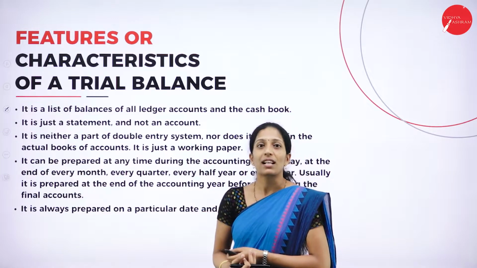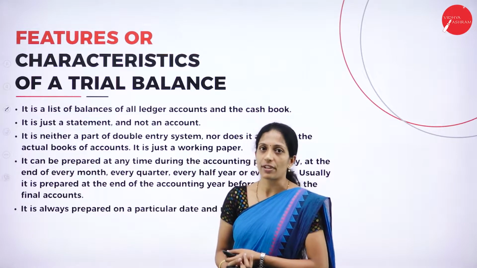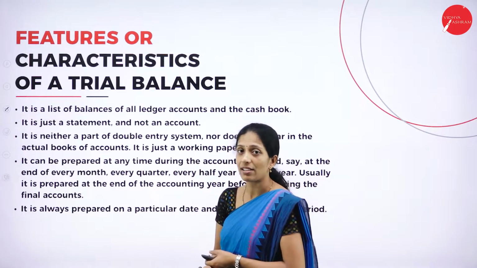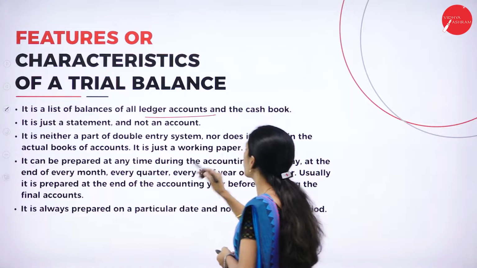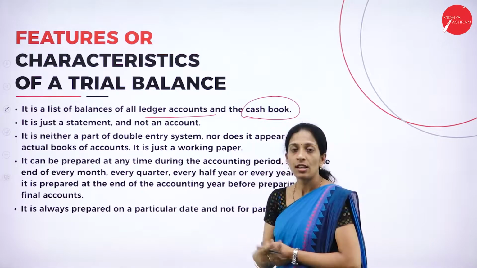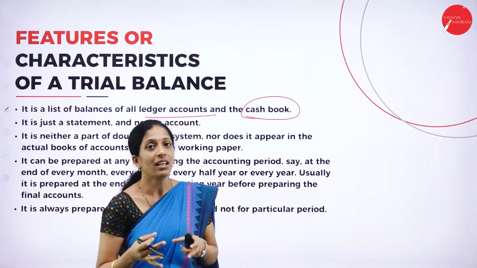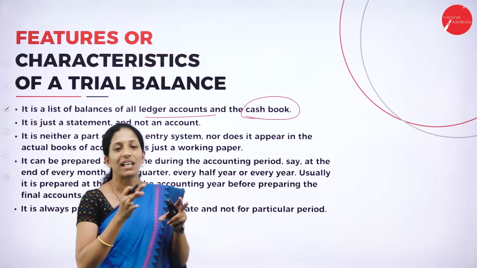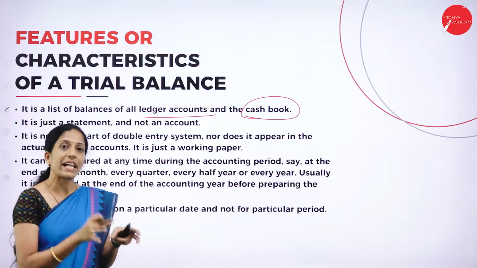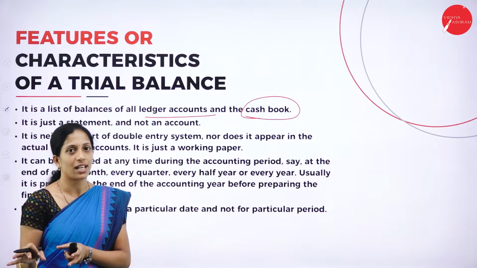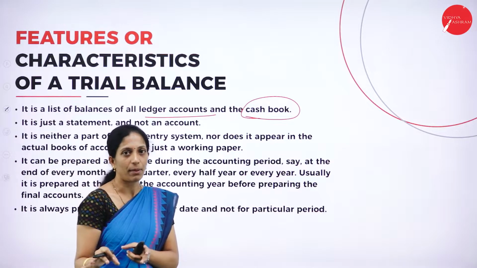Now let us see what the features or characteristics of trial balance are. Moving on to the first one, it is a list of balances of all the ledger accounts and the cash book. This we have already discussed. Where do we get the entries for the trial balance? From the ledger accounts. All the accounts in the ledger are being checked in a statement which is called what? Trial balance.